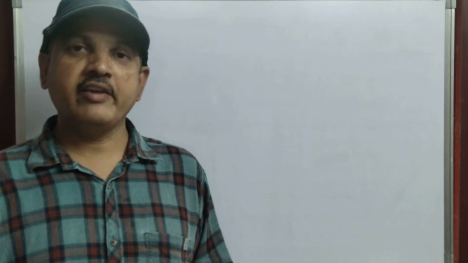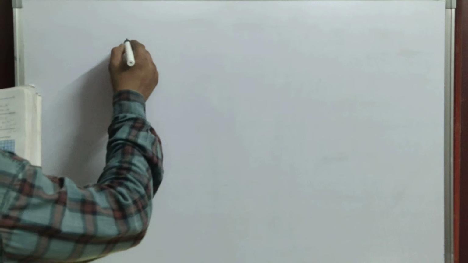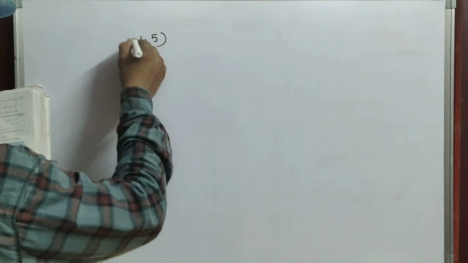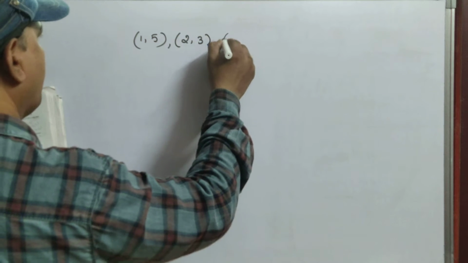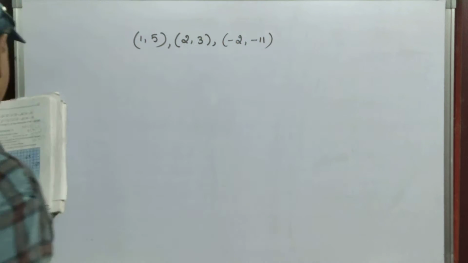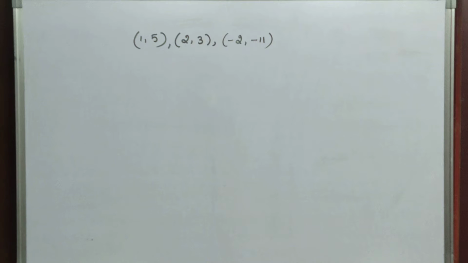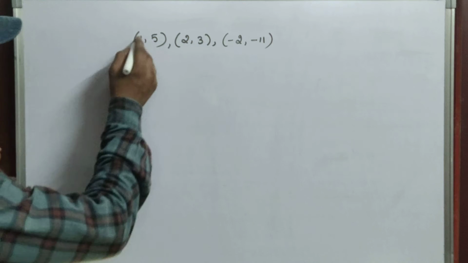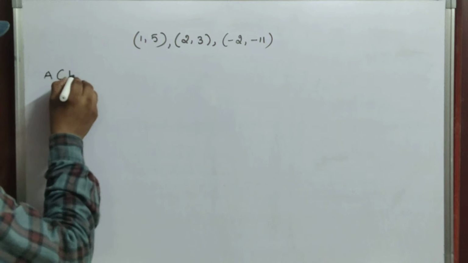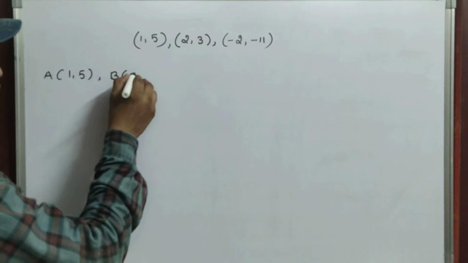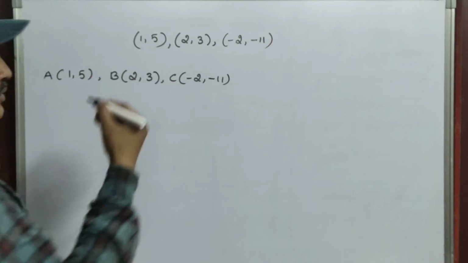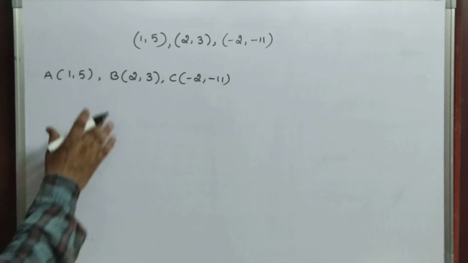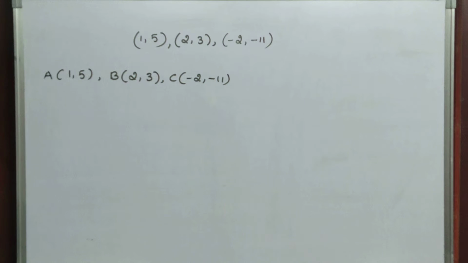But here they have given 3 points. What are the 3 points? Here he has given (1, 5), (2, 3) and (-2, -11). So these are the 3 points given. Now just consider this one as A (1, 5), B (2, 3), C (-2, -11). So consider like this. But how to check whether they are collinear or not?